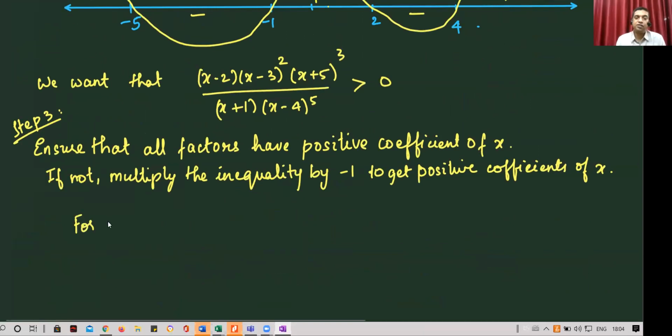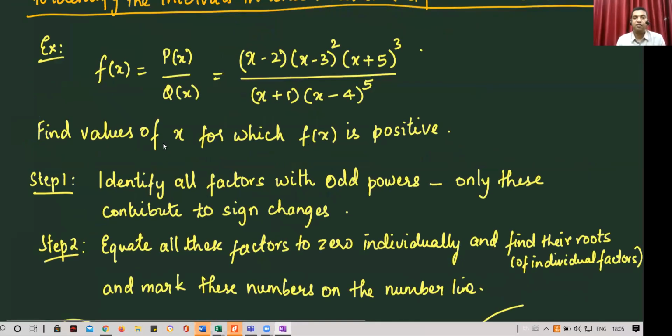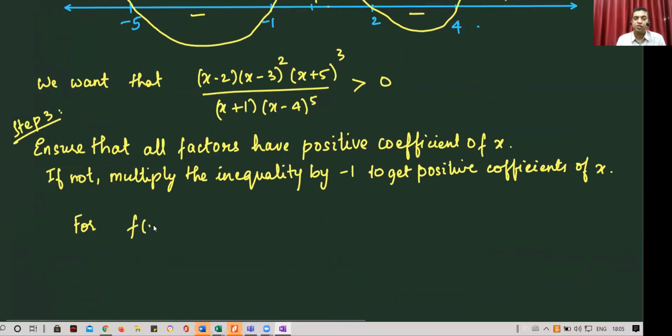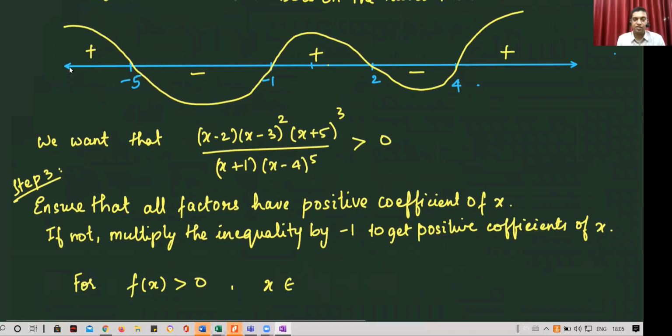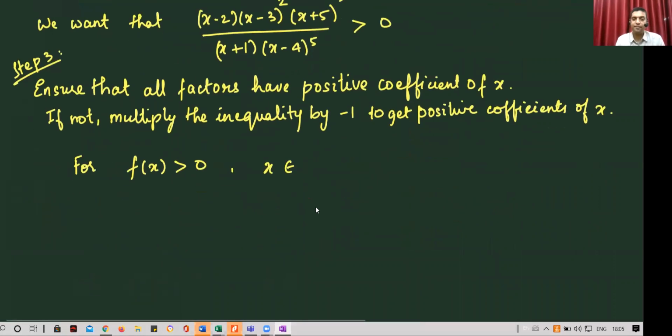So for the given expression f of x to be positive, x must belong to, observe this region, minus infinity to -5, union -1 to 2, union 4 to infinity.